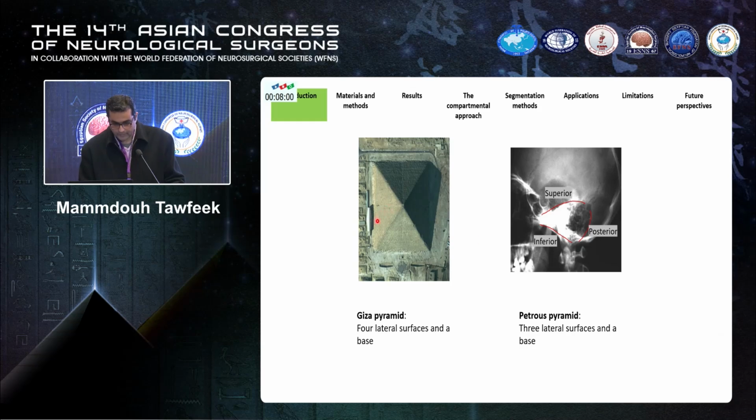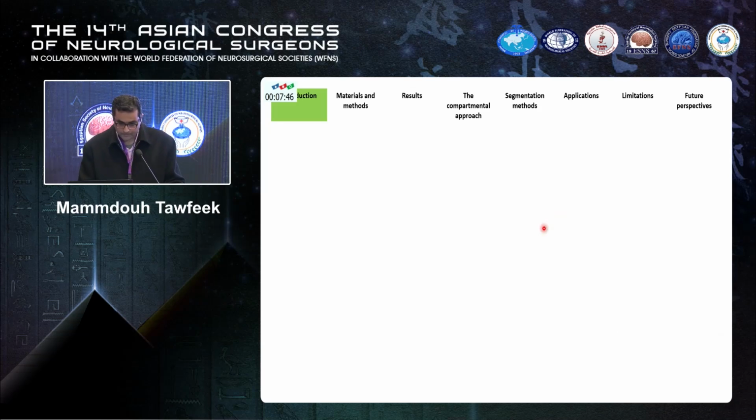This is a view of the Giza pyramid. So it has 4 lateral surfaces and a base. On the contrary, the Petrous pyramid has a superior surface, posterior surface, and inferior surface facing the neck, and it has a base facing laterally. This is a pyramid with 3 surfaces.